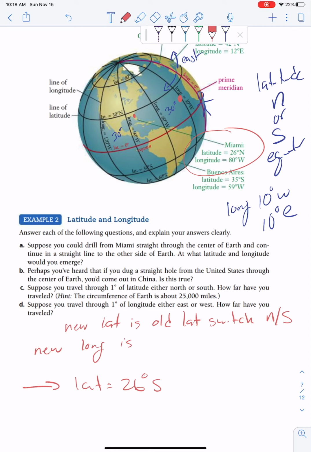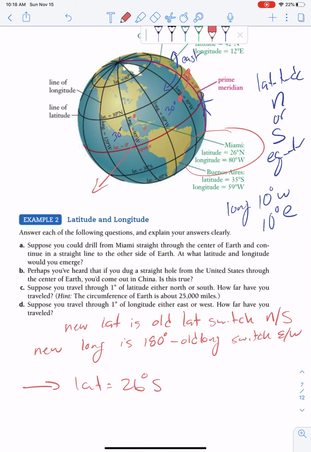I can't just go 30 degrees east, because 30 degrees east is right here. It is definitely not through the center of the earth and coming out the other side. It's right here next to me. So the way that longitude works is you take 180 degrees and subtract your old longitude, and then you switch your east and west.